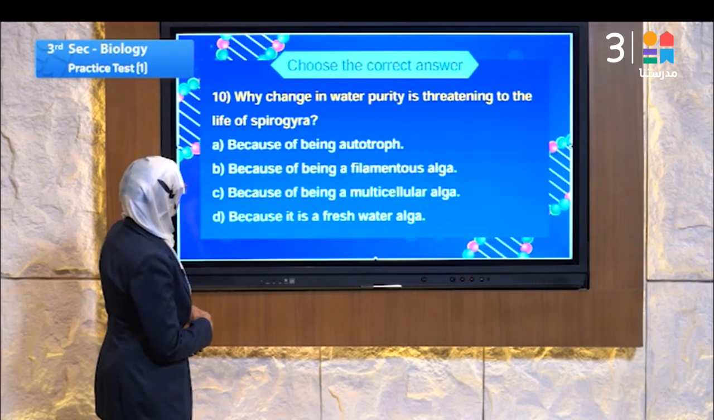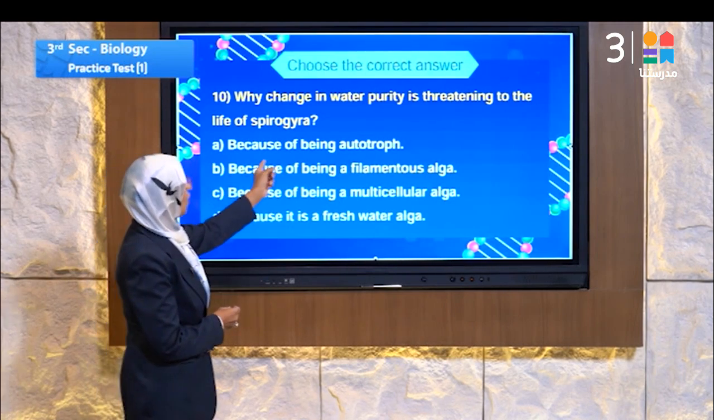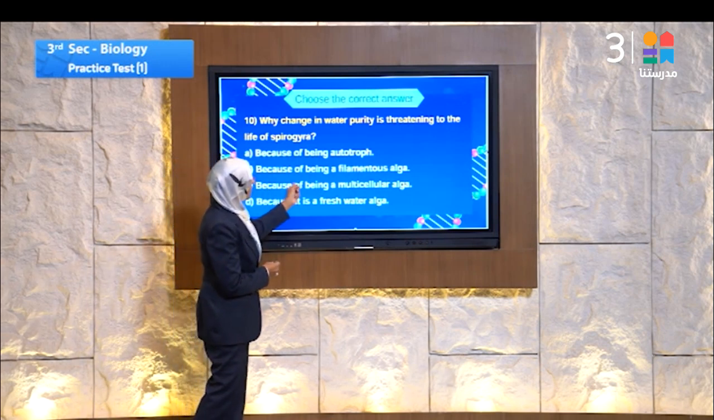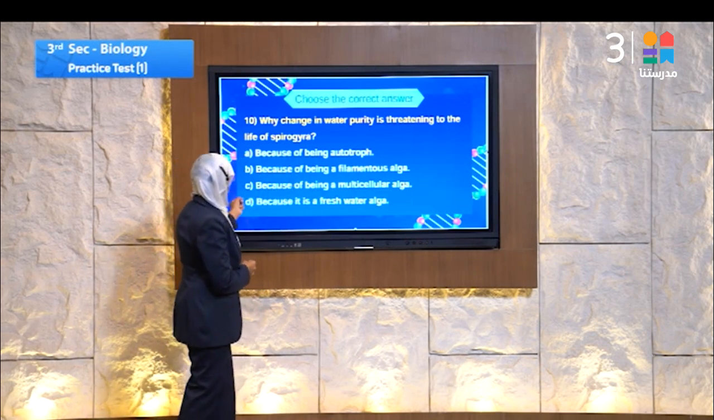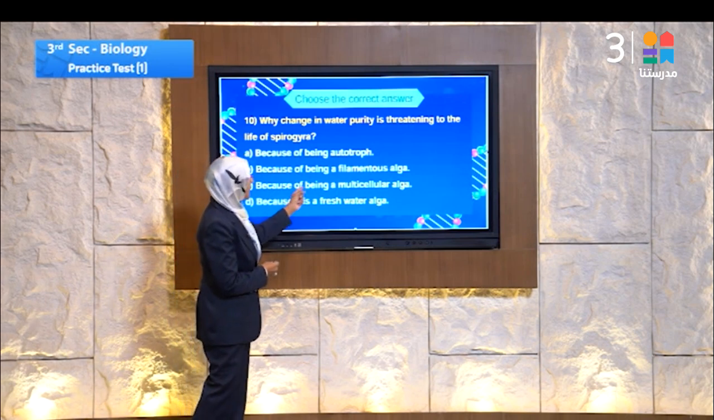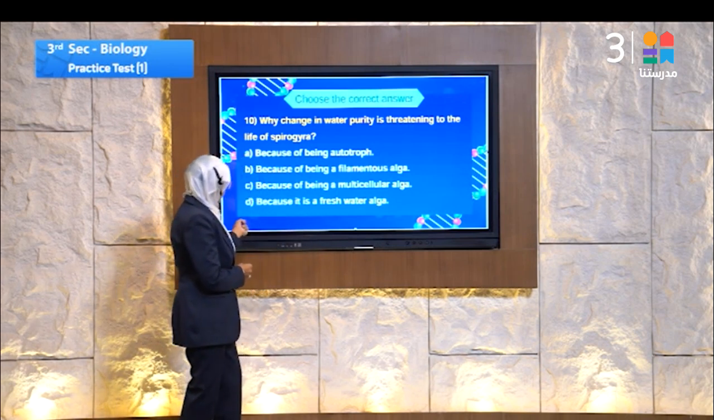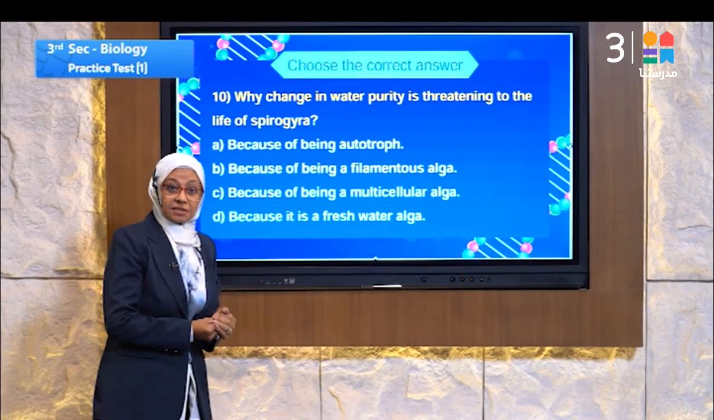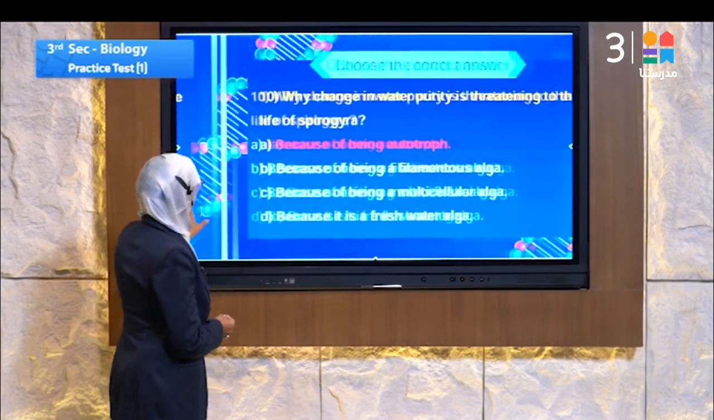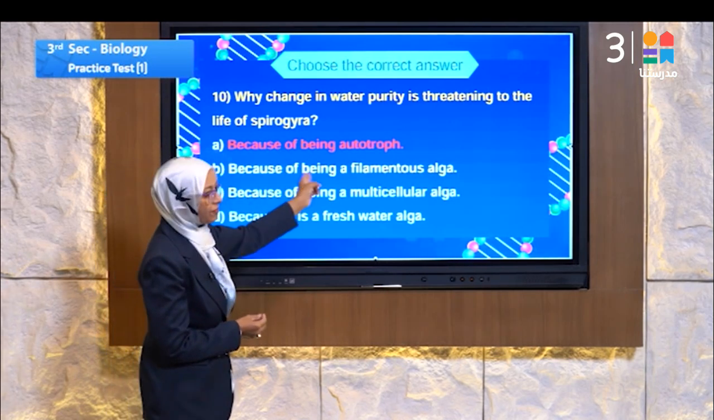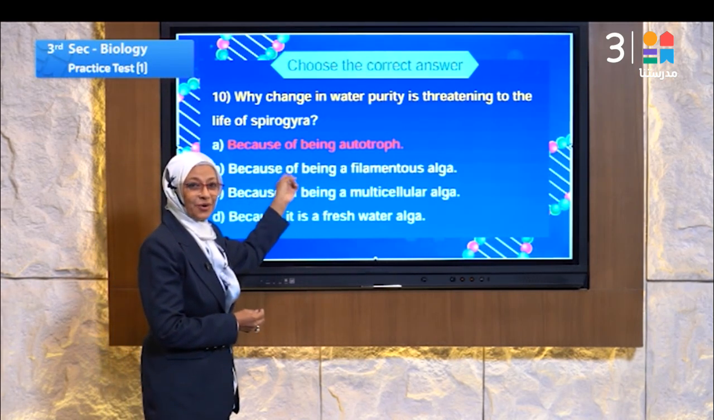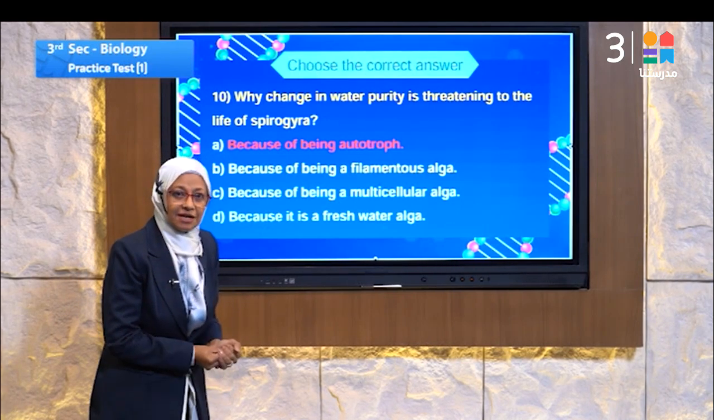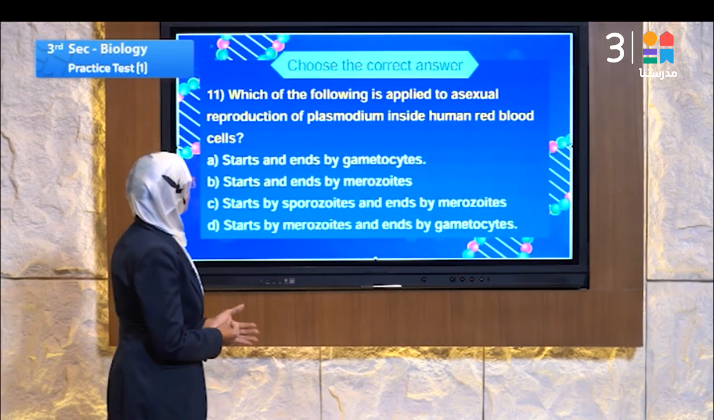Let's read it. Number A, because of being autotroph. B, because of being filamentous algae. C, because of being multicellular algae. D, because it is a freshwater algae. The answer must be A, because of being autotroph. The Spirogyra is autotroph because it makes its own food by itself. Let's go to question number 11.